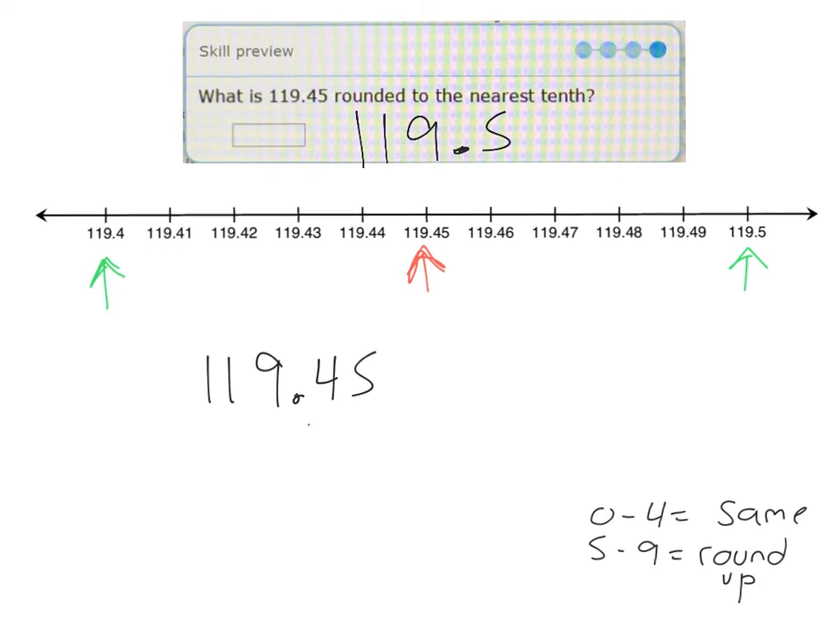Just checking with our rule below. We're going to the 10th, so I'm underlining the 4, which is in the 10ths column, circling the digit to the right. That tells me the 4 should go up by 1 to a 5. The numbers to the left stay the same. And my answer is the same there as it is there.